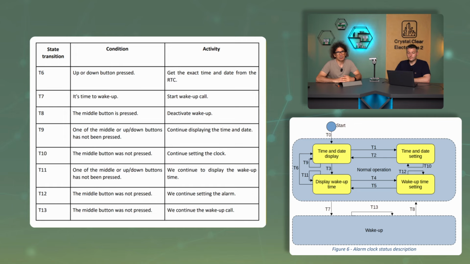During T6, when we press the up or down button, we get the exact time and date from the RTC. At T7, the wake up is finally activated and the alarm begins by flashing the OLED display. In T8, when we press Enter, the deactivation of the wake up is done.